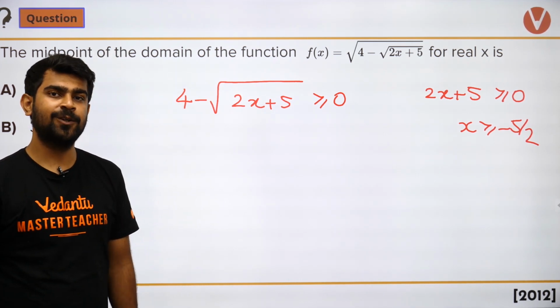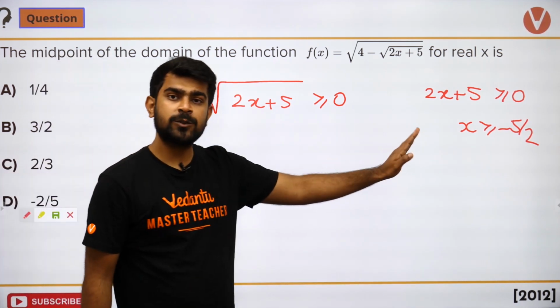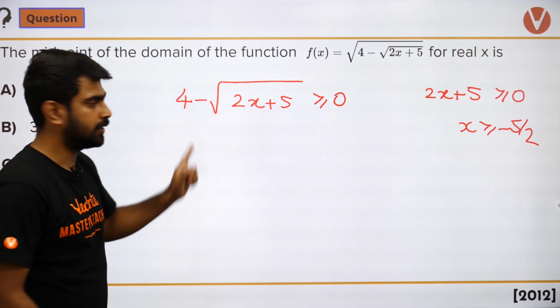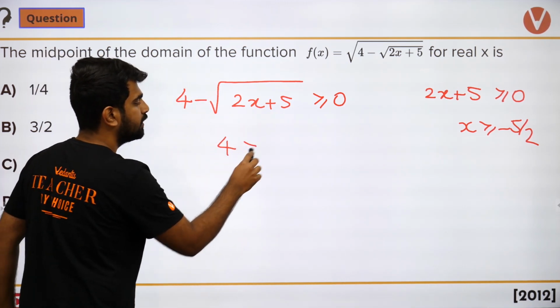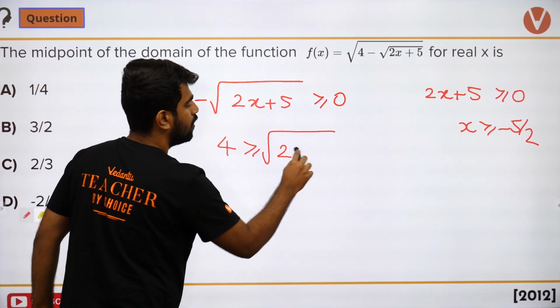Are you guys able to follow? Brilliant. After that it is quite easy. Now I'll have to solve this one. So I can say my 4 is greater than or equal to square root of 2x plus 5.